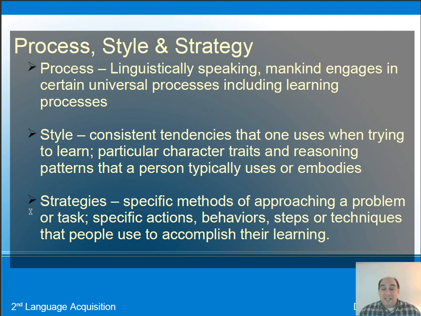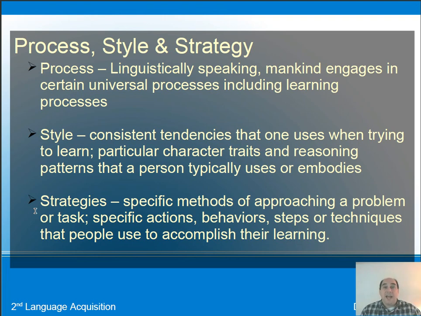There are specific methods or approaches to a problem or a task. Some are specific actions, some are behaviors or steps. They're tips and tricks and ways that people do things in order to accomplish their learning task. So we've got processes. That's that universal thing that goes on. We have a style, our own dance, as it were, for learning. And then there are strategies that we use, probably associated with that particular style. But there are strategies that we use to help us to learn language.